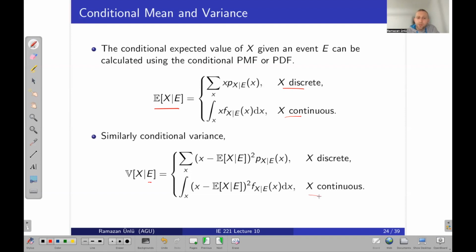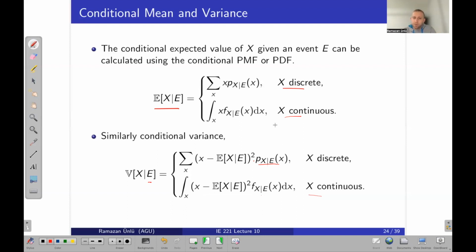For the continuous case, the same logic. If you want to calculate the variance, it's simply the summation of (x minus the expected value of x given A) squared times the corresponding conditional PMF. And for the continuous case, it is (x minus the expected value of x given A) squared times the corresponding conditional PDF.